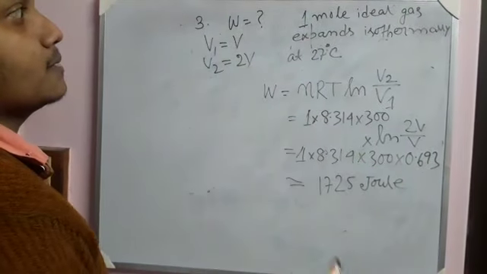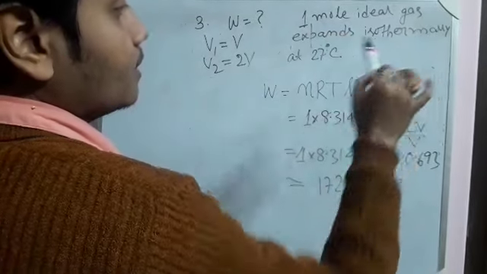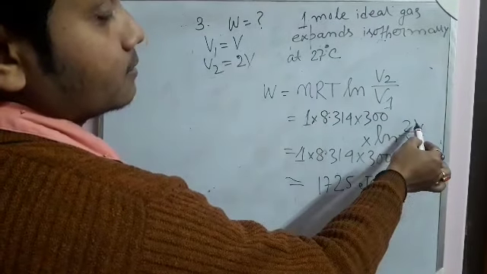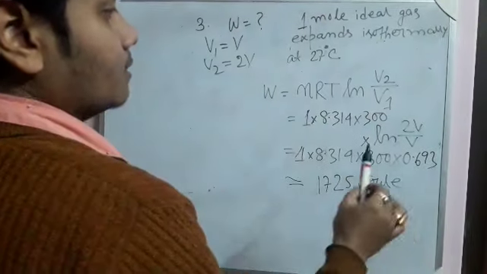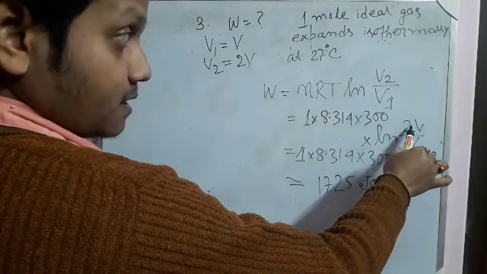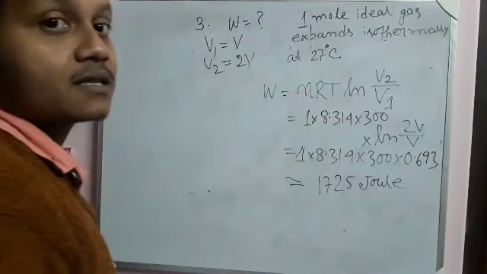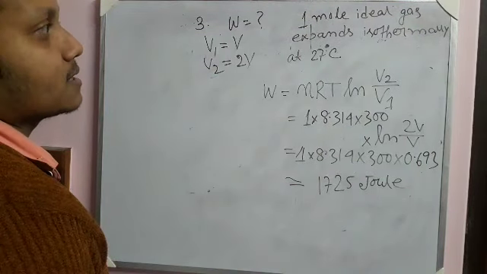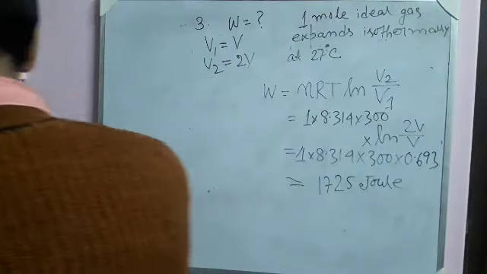But if a minus sign is there, if it is given that it is compression, then this term will be lesser than this term, and automatically a minus sign comes. If it is compressed, then this term is small and this term is large, so automatically a minus sign comes, and that minus sign clearly indicates that work is done on the system or the gas is compressed. So this is also easy.